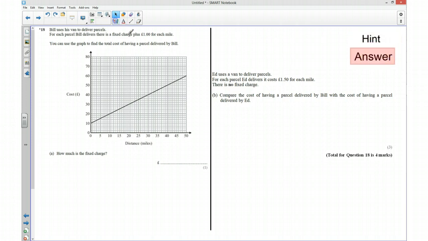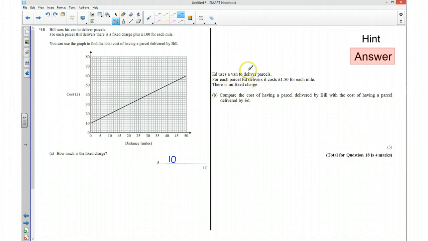Okay, I'm now going to go over the answers to the questions. So the fixed charge here, well this is how much he gets charged before he's travelled any miles. So after he's travelled 0 miles, he gets charged this £10 here. So our fixed charge is going to be £10. Right, so it looks like there's a £10 charge, and then after every mile he gets an extra £1 charged. So that's why after 10 miles he's paying £20, after 20 miles he's paying £30, etc.